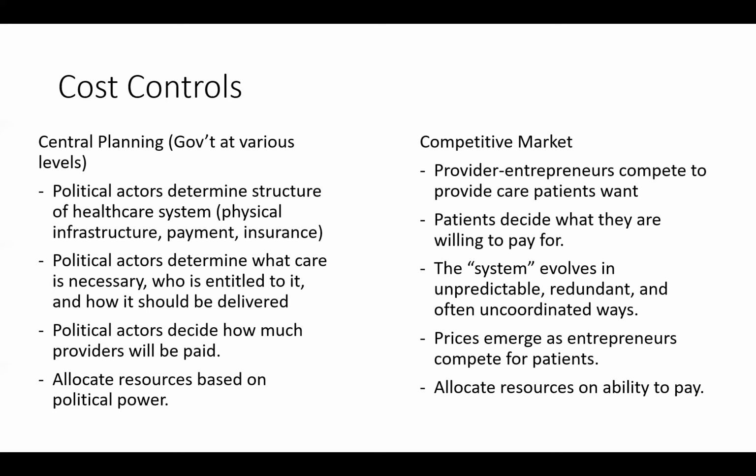So from a market perspective, prices emerge as providers compete with each other. Not enough primary care doctors, their wages go up, right? Too many specialists, wages go down. But if you have Medicare and other insurance companies intervening in that marketplace, in particular government providers intervening in that marketplace, the misallocations continue because it's being determined by politicians, not by the market.